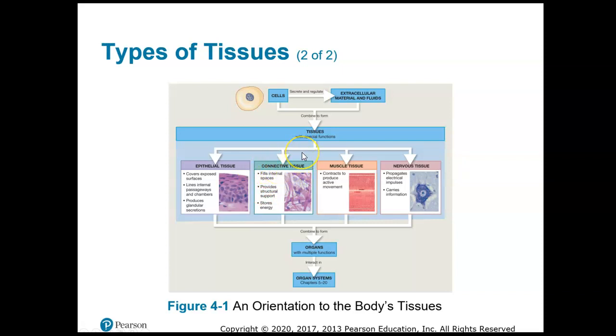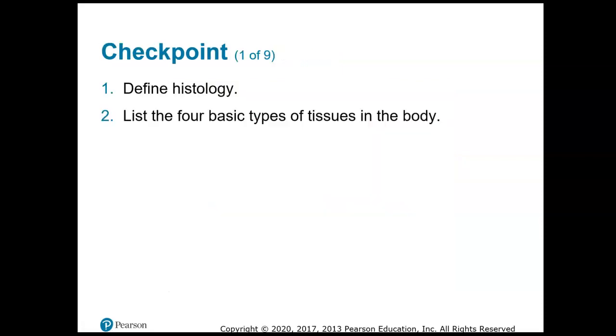Connective tissues probably have examples that you don't immediately think are related to one another, but what relates connective tissue is that it is composed of cells that are surrounded by a matrix, and we'll talk about what that means. But connective tissue fills internal spaces. It provides structural support, like in the case of bone tissue and cartilage, stores energy in the case of adipose tissue or fat tissue. Muscle tissue is specialized for contraction, and nervous tissue is specialized for conducting electrical impulses.